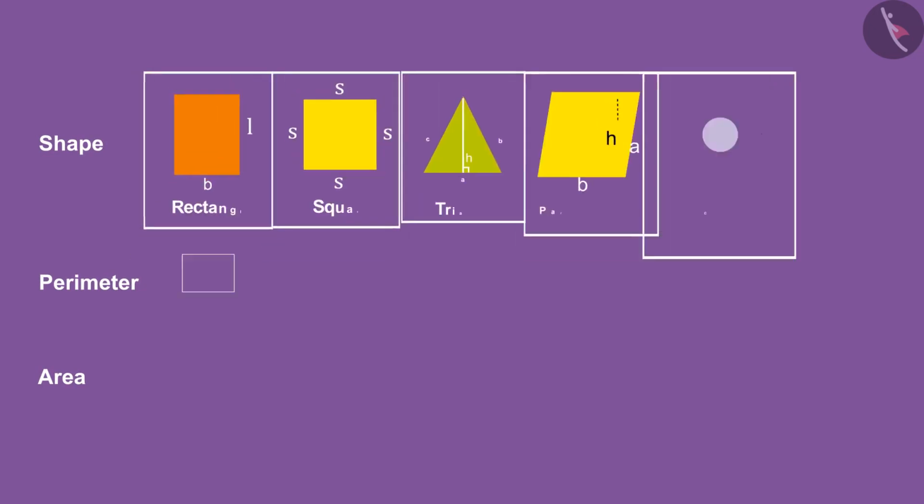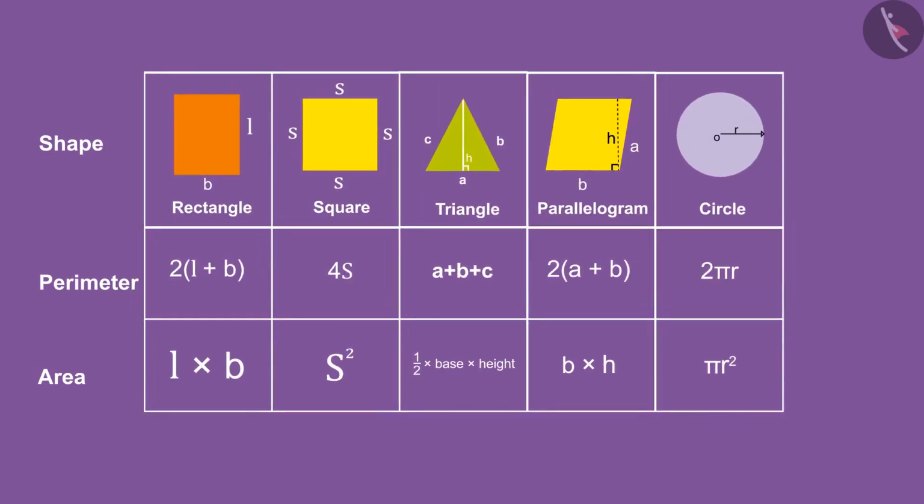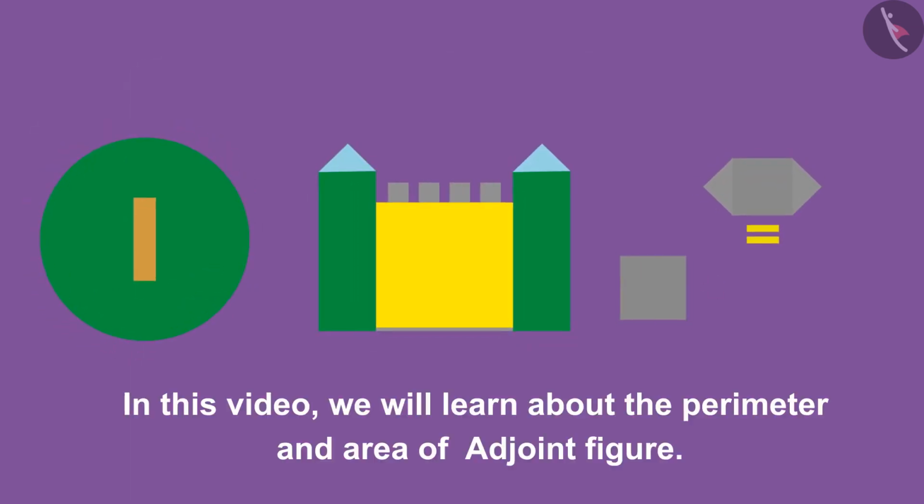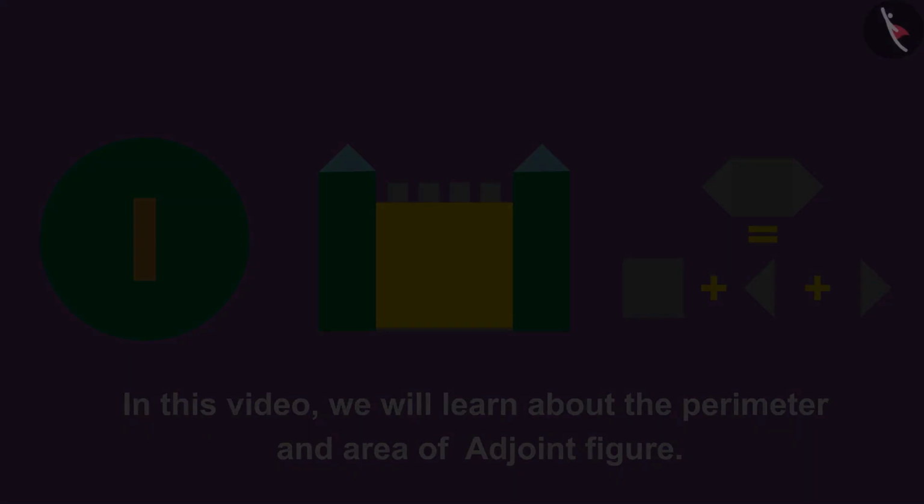So far we have read about the perimeter and area of the shapes. In this video, we will learn about the perimeter and area of adjoint figures. Now the question is, what are adjoint figures?